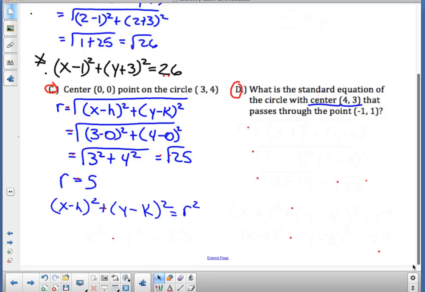Please be advised, (h, k) is the center. I do not want you to put the point on the circle as the center, and that's a real common mistake people will make.